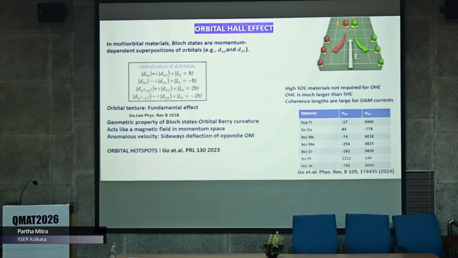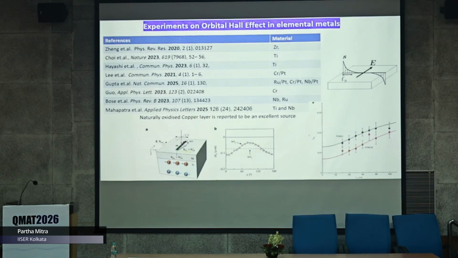This is the calculation you can see here, where they calculate the spin Hall effect and the orbital Hall effect. Even with materials where the spin-orbit coupling is very low, say titanium, copper, niobium, molybdenum, chromium, the orbital Hall conductivity is much, much larger compared to spin Hall conductivity. For reference, I have also given you large spin-orbit coupling materials, platinum and tungsten. These are all theoretical calculations. After that theoretical paper, around 2020, various experiments started coming in. I have listed a few important ones, and the last one is our paper.